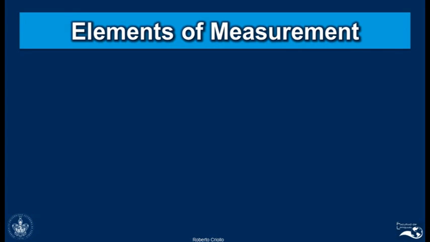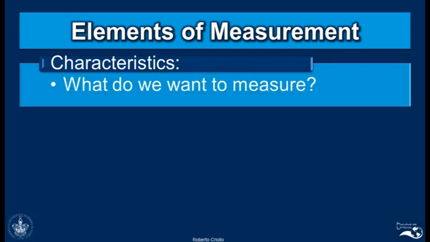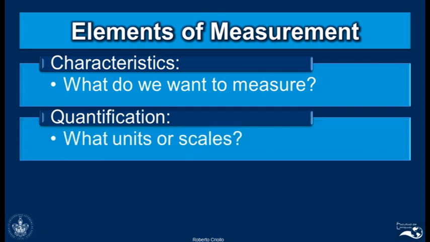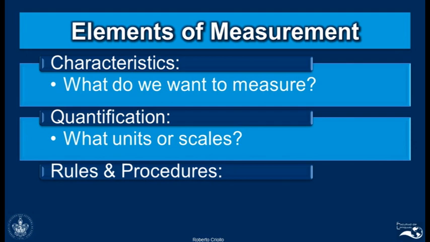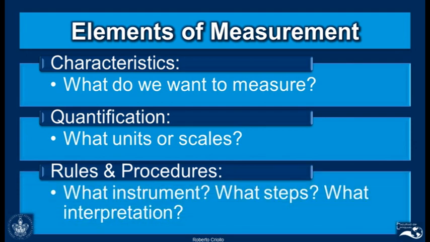So there are three important elements of measurement. First of all, the characteristics, and this has to do with the thing that we want to measure. The question is, what is the thing that we want to measure? The second element is quantification, and in this step we ask ourselves what units or scales we're going to use in order to measure the characteristic. The last element concerns the rules and procedures because we need to make sure that we use the right instruments, that we take the right steps, and that we interpret our results in the most accurate and precise way.